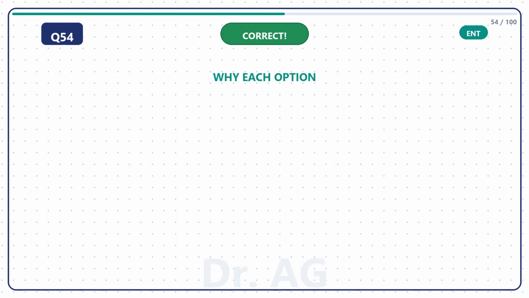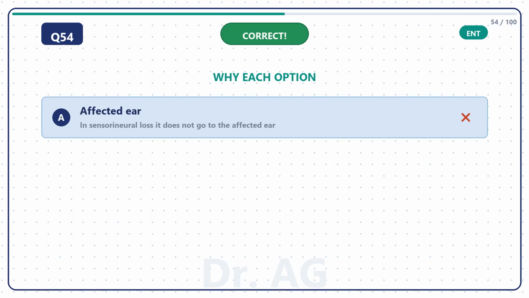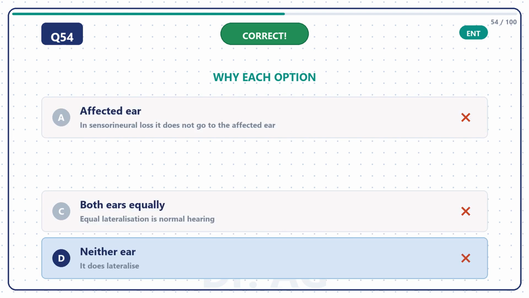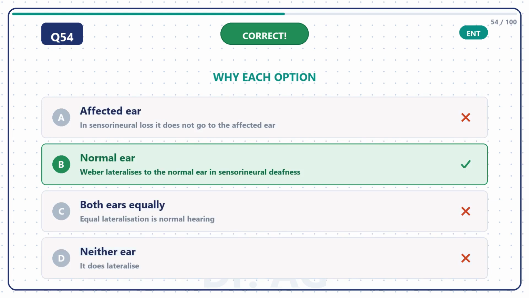Let's go through the options. Affected ear. In sensorineural loss it does not go to the affected ear. Both ears equally. Equal lateralization is normal hearing. Neither ear. It does lateralize. And the correct answer is normal ear. Weber lateralizes to the normal ear in sensorineural deafness. So, the right answer is option B.